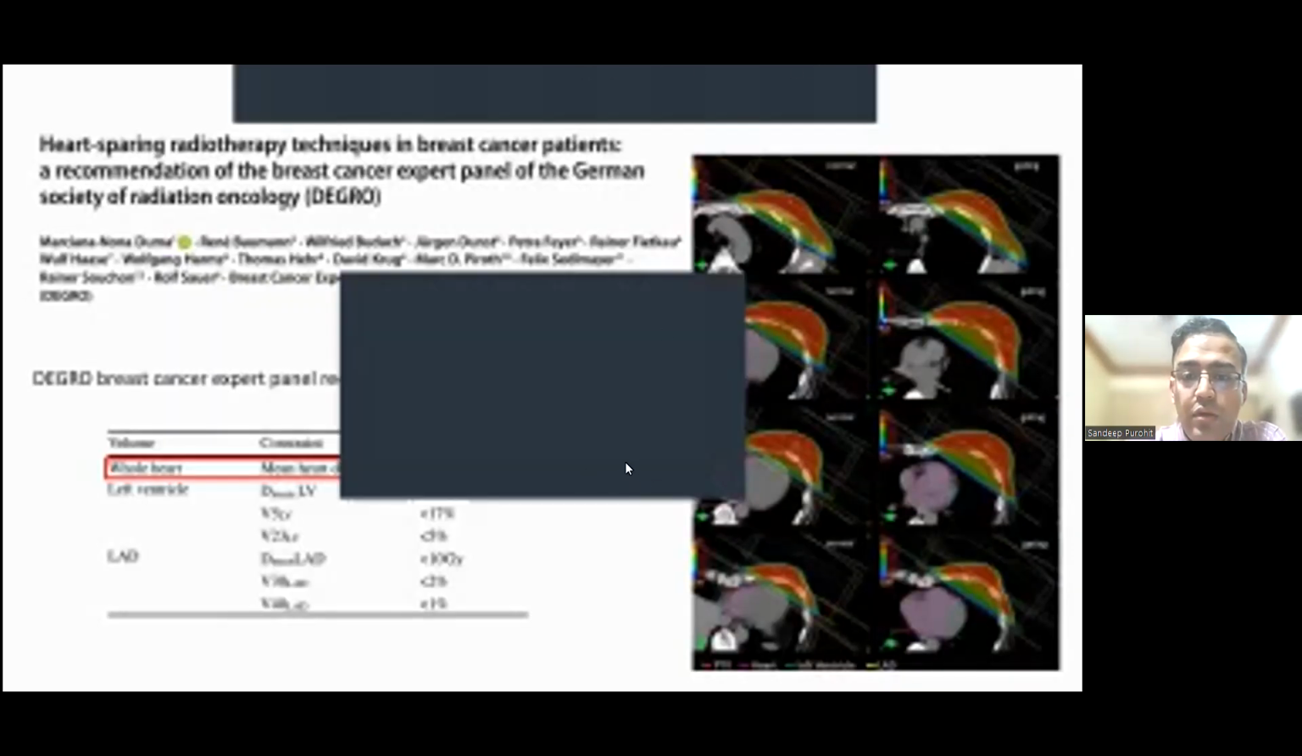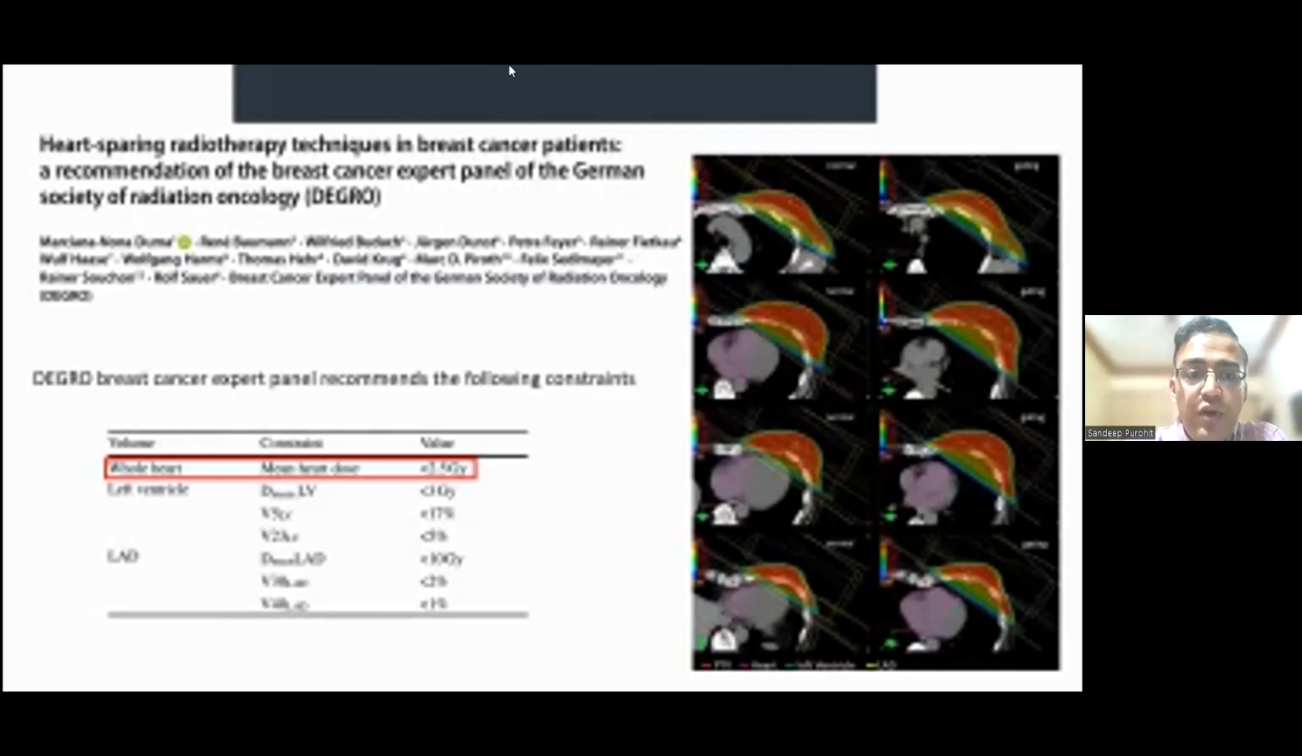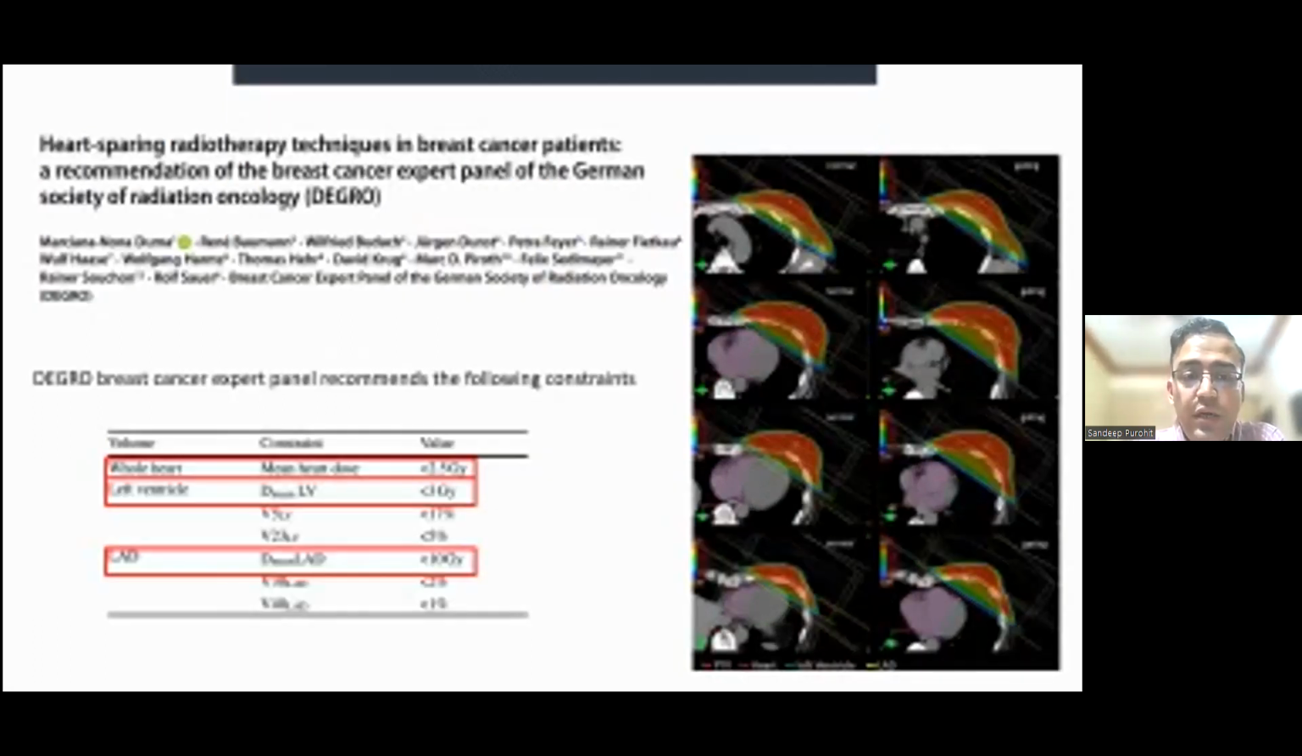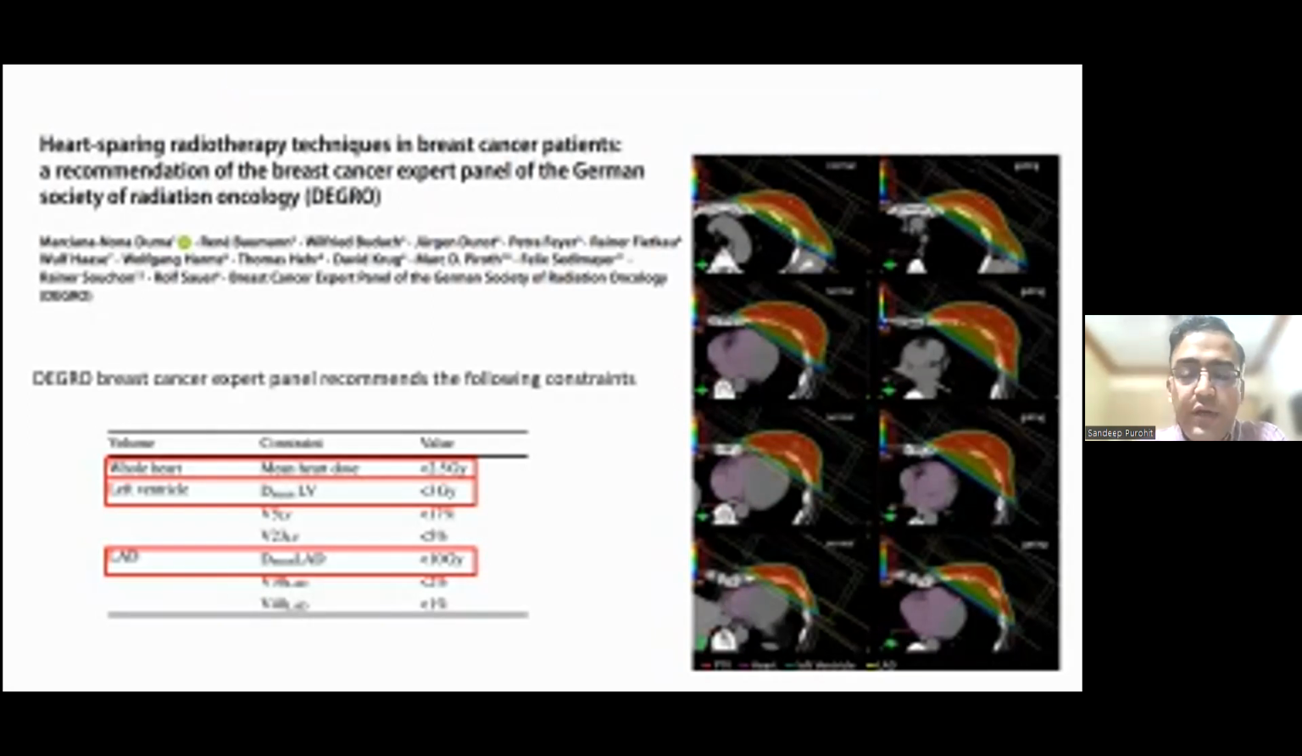Dose should be less than 2. So it showed that the mean heart dose was less than 2.5 Gy, and for the left ventricle, the D mean should be less than 3 Gy, whereas for the left anterior descending artery, the D mean should be less than 10 Gy. So this was the DBCG breast cancer panel recommendation based on different techniques, that this is the constraint that should be given to the heart, the left ventricle, and the left anterior descending artery.